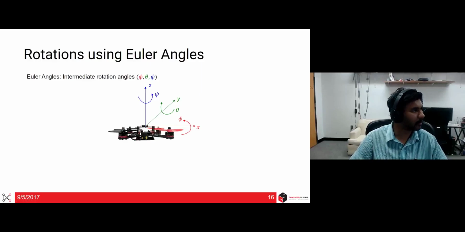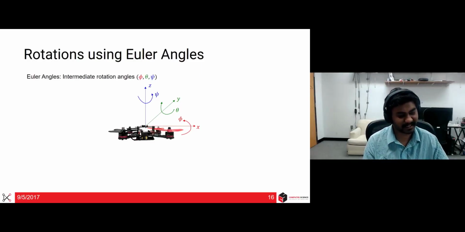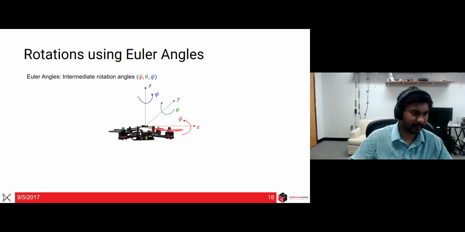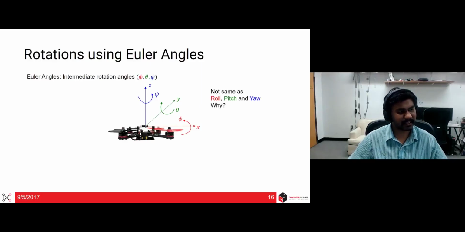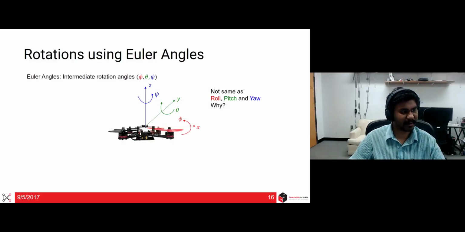Now we want to talk about Euler angles. Let's say we call intermediate rotation angles as phi, theta, and psi. That is with respect to x, y, and z axis. And I'll generally try to color code these as red, green, and blue, so it's super intuitive. Okay. Now, I would say that this is not exactly the same as roll, pitch, and yaw. Pause the video for a minute and think about why this is not so. It's generally not the same because roll, pitch, and yaw is generally defined with respect to the fixed frame, and Euler angles are with respect to intermediate rotation angles.